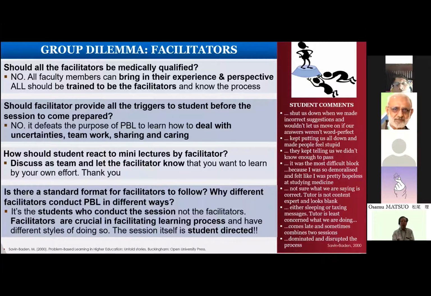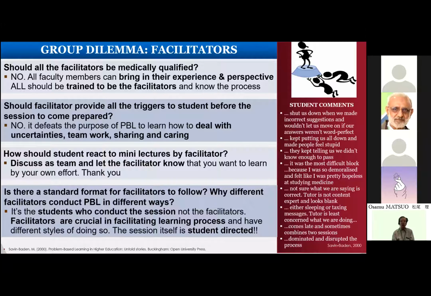Is there a standard format for facilitators to follow? Why do different facilitators conduct PBL in different ways? This is also a very important question. The important thing is that it is not the facilitators who run the show, it is the students who conduct the sessions, not the facilitators.